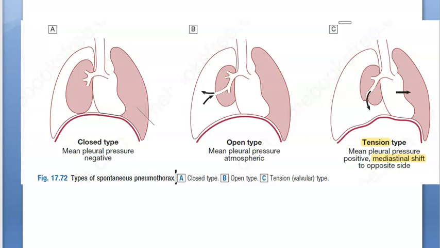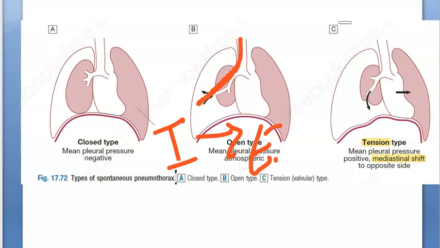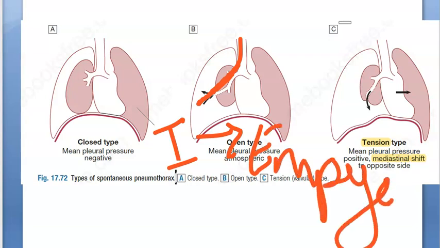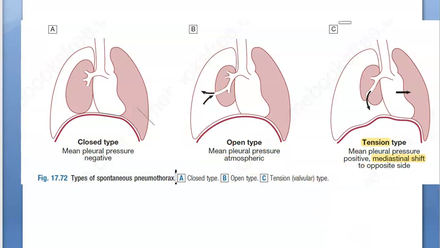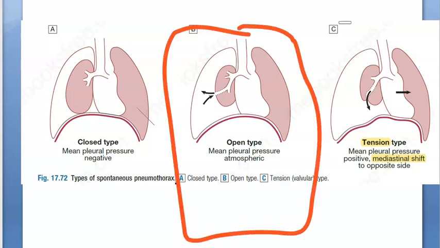Here the pressure is neither negative nor positive, it's the same as the atmospheric pressure. So here the problem is that there can be infection. Imagine there's a fistula here. It's communicating, right? So there will be infection. This can lead to empyema. What will it lead to? Empyema. Pus in the pleural space. We don't like this at all, right? So an open pneumothorax, in whom is this open type more common?